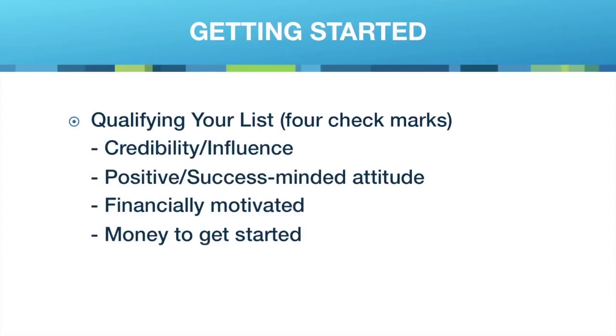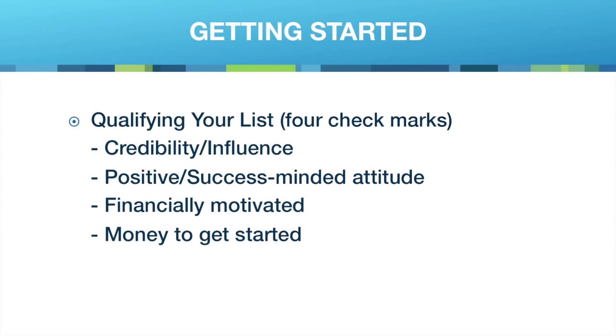Next, if you know they're financially motivated, they like to make money, put a check mark next to their name. And last but not least, if you know they have the money to get started, it would be a non-issue for them to put it on a credit card or write a check, and if they like what they see, they can get started, go ahead and put a check mark next to their name. Here's what I do. Once you've got your list qualified, you want to contact those people that have 4 check marks next to their name first.